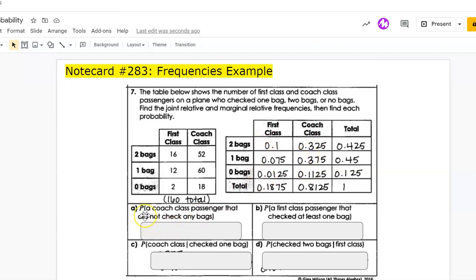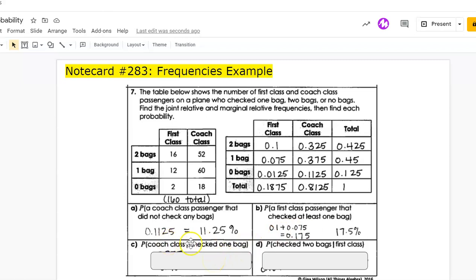Find each probability. A coach class passenger that did not check any bags. So they're coach class, but they did not check any bags. So how would we do that? That's right here. They're coach class and they did not check any bags. And that you can write as 0.1125, or you can make it a percent if you want, like they did here. Part B, what's the probability they're a first class passenger that checked at least 1 bag? So that's 1 bag and also 2 bags. So you'd have to add 0.1 and 0.075 to get 0.175. So that's 0.175, or you can write it as 17.5%.